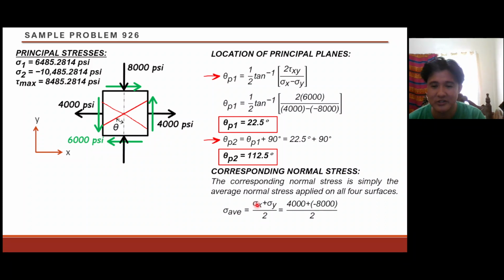So therefore, stress X plus stress Y all over 2, that is equal to 4,000 plus negative 8K all over 2, and we will get yung average stress na negative 2,000 PSI. Okay. So, yun lang. Very basic. Pag corresponding normal stress, it is just the average normal stress on all four faces ng ating stress element.